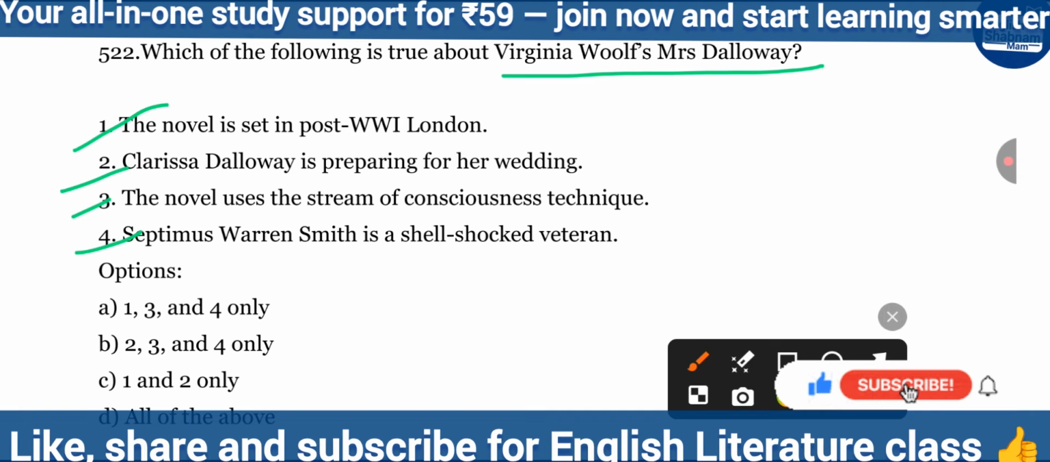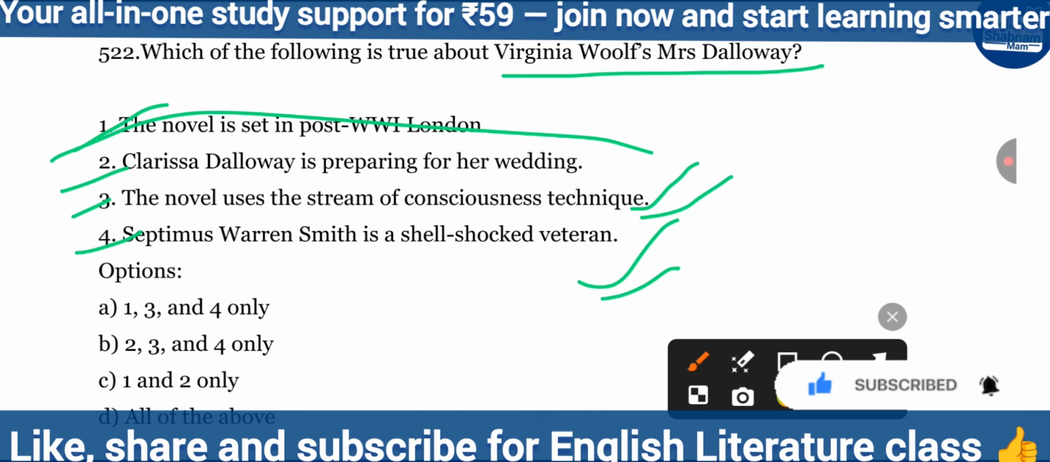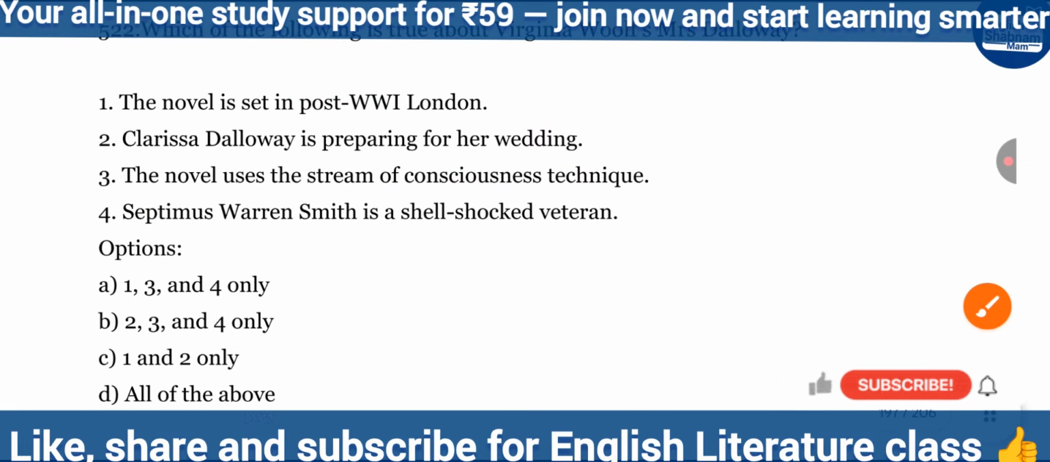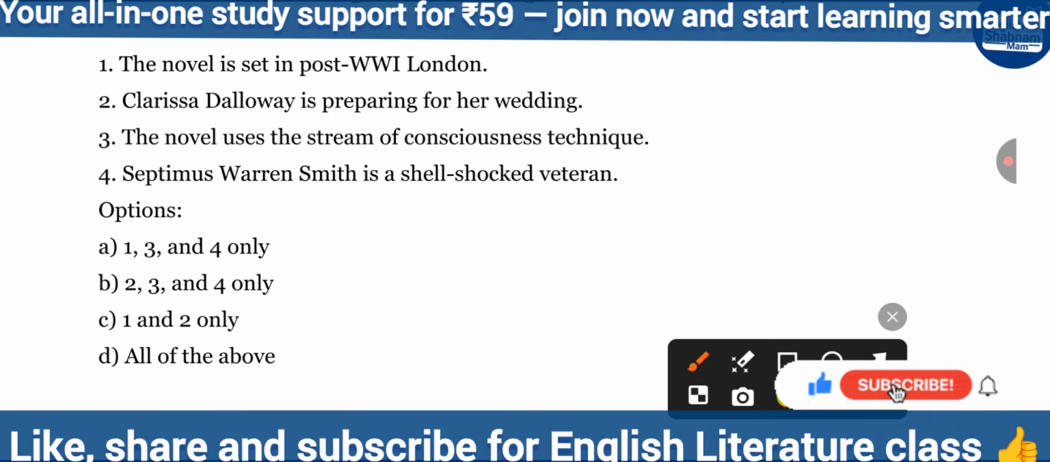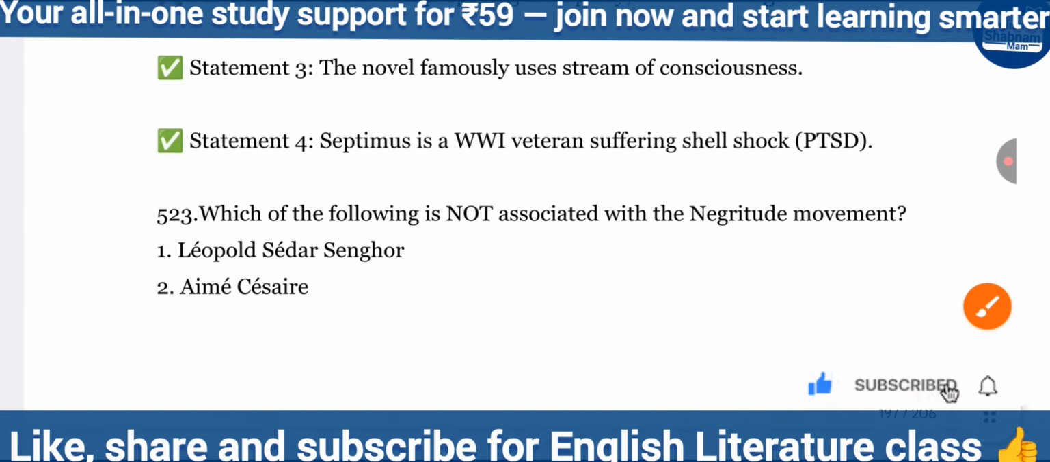So the novel is set in post-World War I London. It is true, right? Clarissa Dalloway is preparing for her wedding. Option 2, we can eliminate: not for her wedding, but for a party she was preparing. She was getting ready. The novel famously uses a stream of consciousness technique. It is also true. Septimus Warren Smith, it is also true. So option 2 we can eliminate. Okay. So what would be the correct answer? The correct one would be option 3, and 1, 3 and 4 only. Okay. Next question we have.